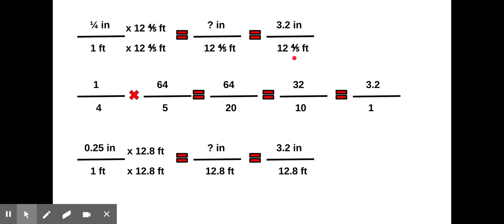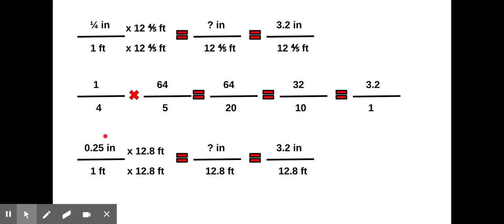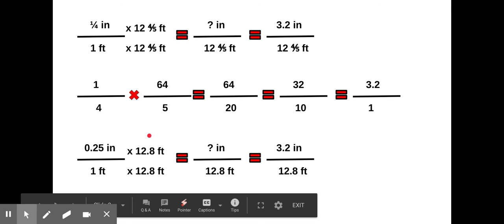For those of you who don't like fractions, and many of you don't, I put it down here. 1/4 inch is 25 hundredths of an inch, and 12 and 4/5 is 12 and 8/10. So I'll multiply that times 12 and 8/10, and we get 3.2 inches. 1 times this equals that. And so 3.2 inches is to 12.8 feet, my drawing and the actual room.